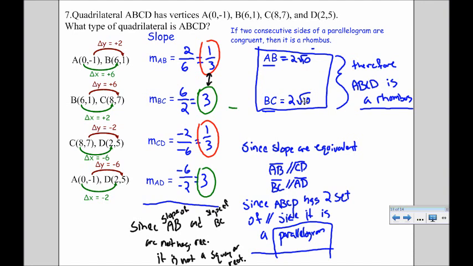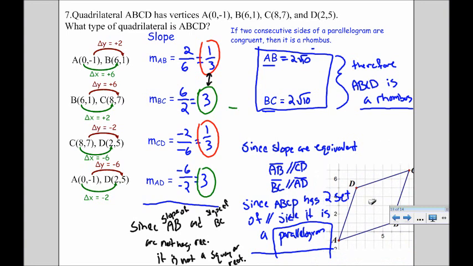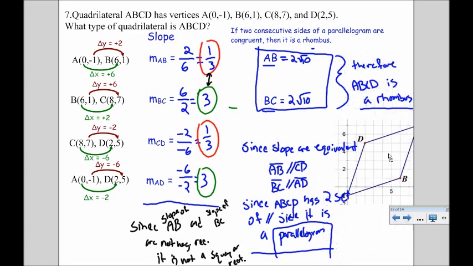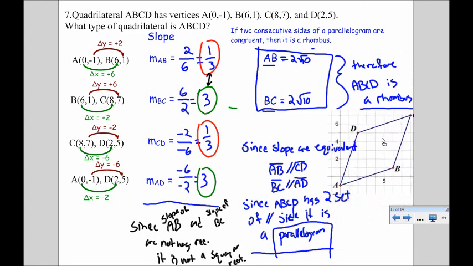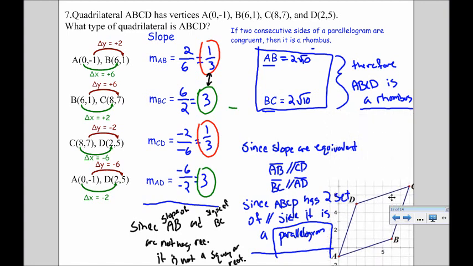This is something that I could confirm by sketching the graph. If I plot all these points, you can actually see that this does form a rhombus. That's something that you could do to check your answers, or if you were lost at the beginning and weren't sure how to proceed, you could always plot it, but then you still have to prove it.